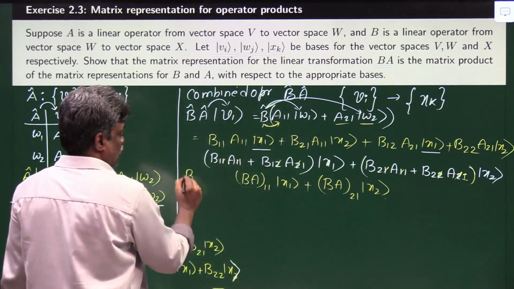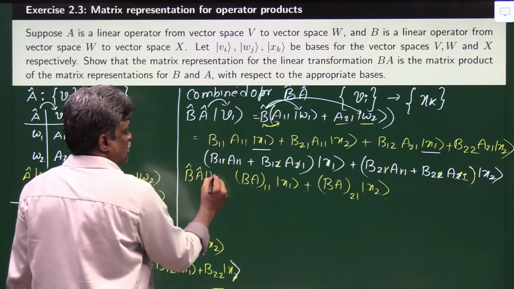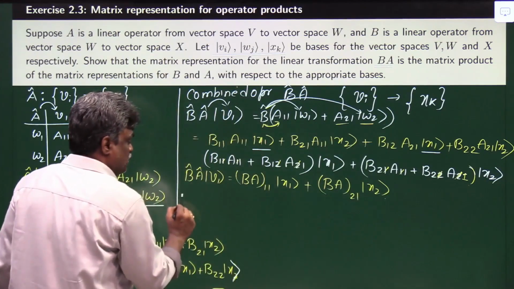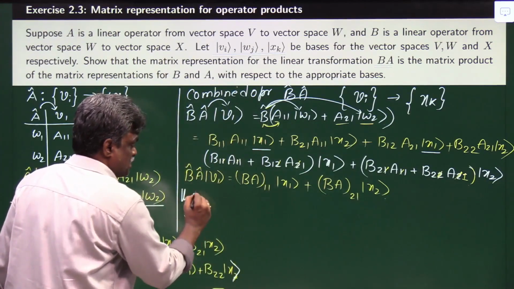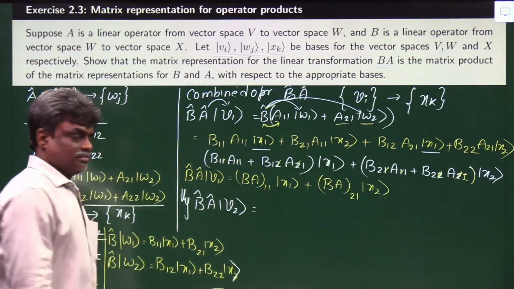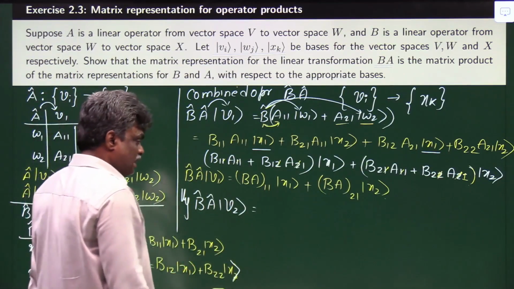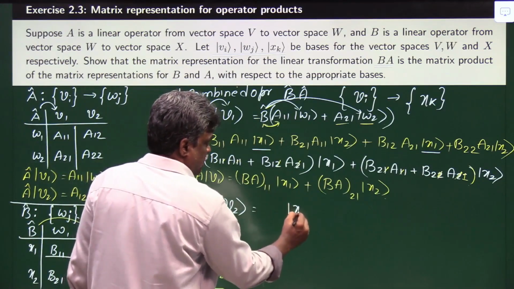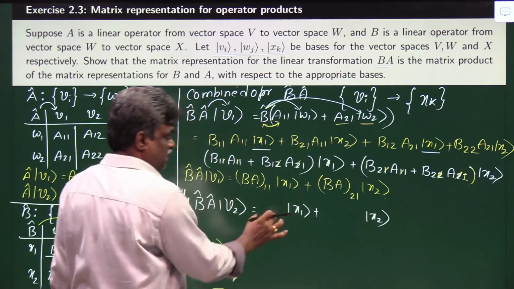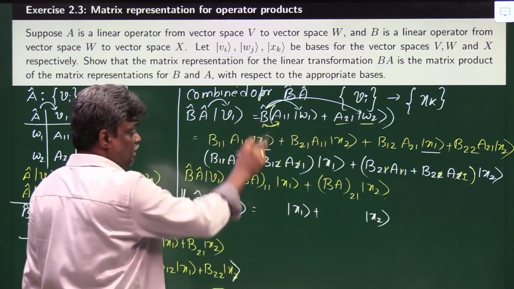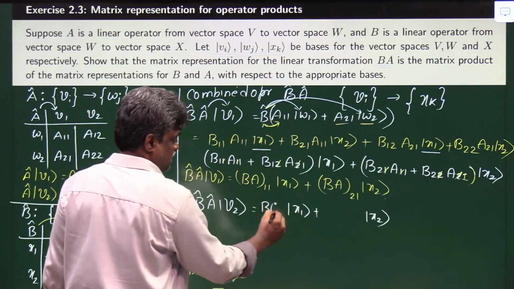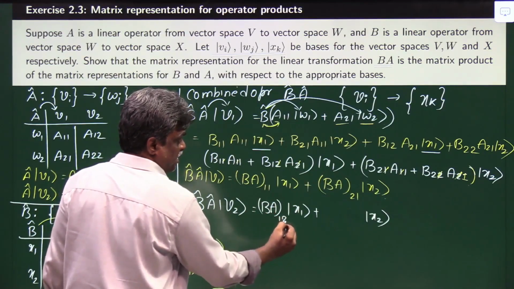So BA operates on V1, we got this. Similarly, I request you, please try this yourself. BA operates on V2. So you can guess what you are going to get. That's a linear combination of X1 and X2 only. Okay, and after that, this is first row, second column. So that's why this is BA first row, second column.